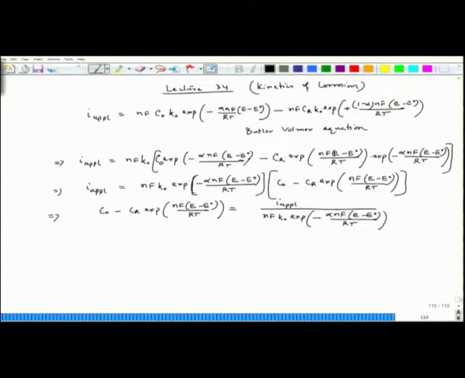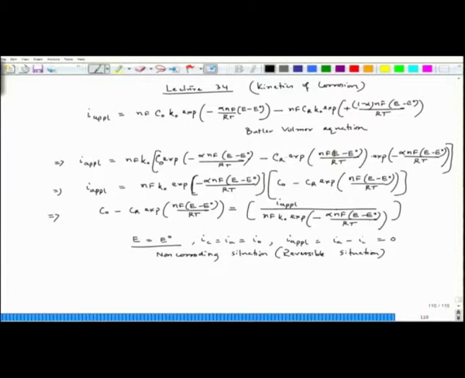Now, we see that when E equal to E0, IC equal to IA equal to I0, and I applied equal to IA minus IC equal to 0. So, that means when it is non corroding situation, or reversible situation, then this right hand side becomes 0.